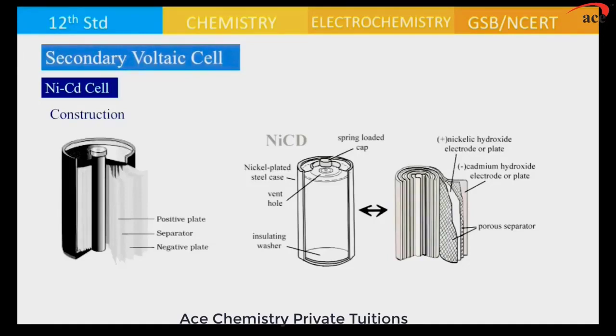If you see, this looks like a normal dry cell. But inside, the content is very much different from a dry cell. If you see, there is a cap here on the top. This entire thing is a steel case which is plated with nickel, and there is a positive plate, a separator, and a negative plate. Now the best diagram is this, which gives us a clear idea.